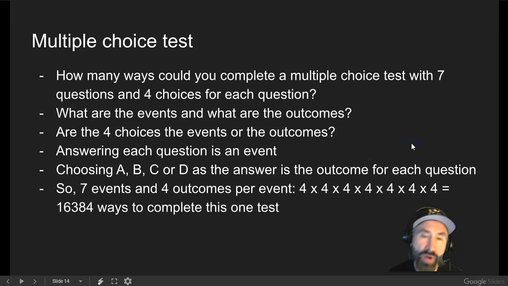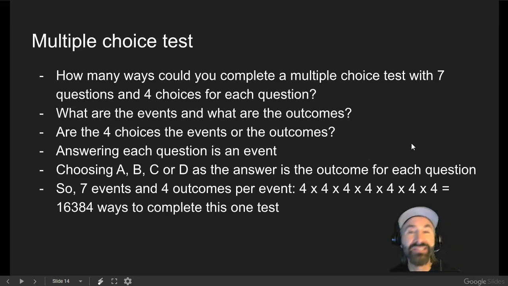And so, if we wanted to figure out how many ways we could take this test, we would say that we have 7 events and 4 outcomes per event. And therefore, we would take the number of outcomes per event and multiply them together. So 4 times 4 times 4, 7 times. That in this case gets us 16,384 ways to complete this test.